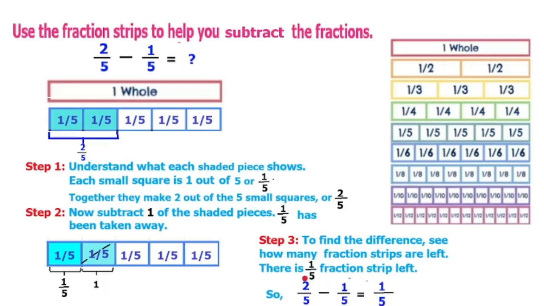So 2/5 minus 1/5 equals 1/5. We only have 1/5 left, and we see that right here. And that's the answer to this.